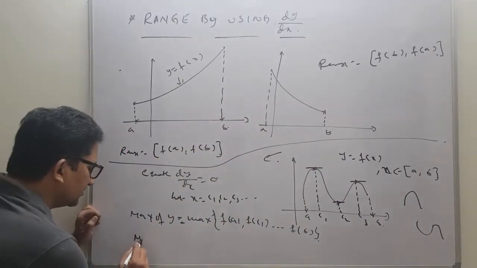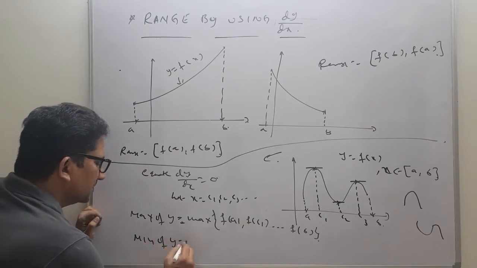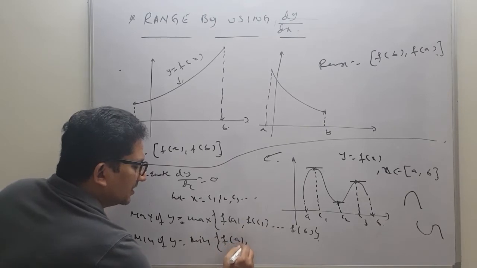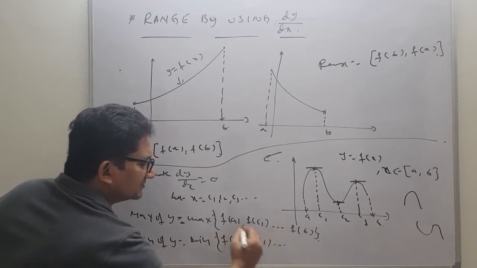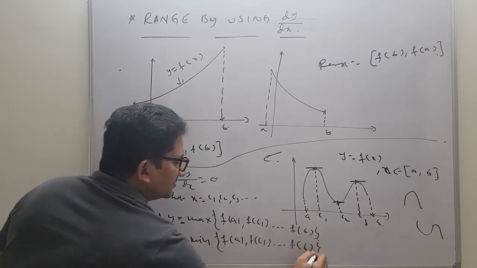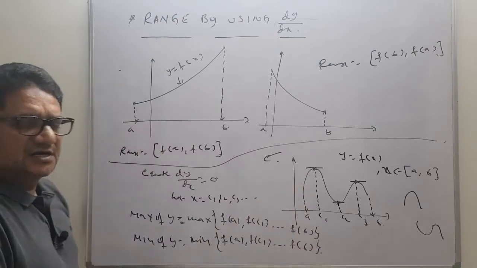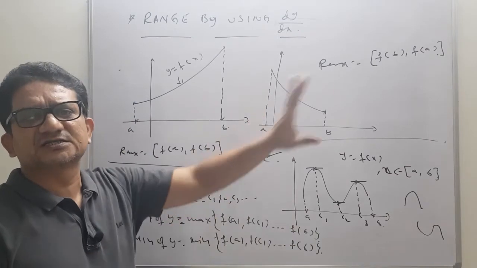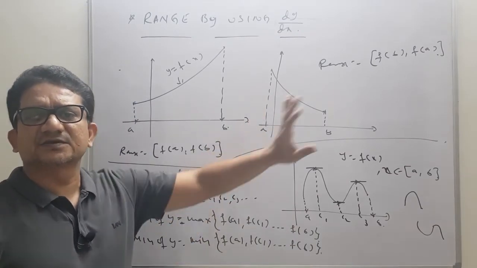And next, minimum of y is the minimum of the same data: f of a, f of c1, f of c2 and so on up to f of b. Once you have the minimum and maximum, the combination of minimum and maximum is nothing but your range. Like this we can handle the problem.